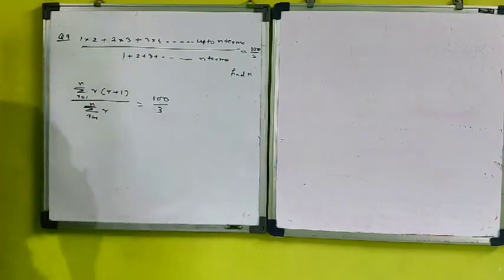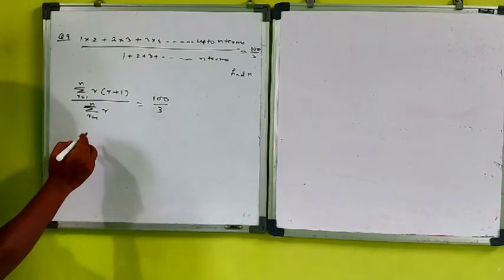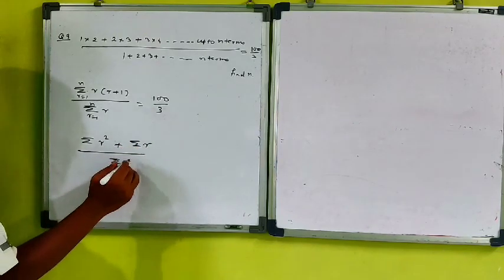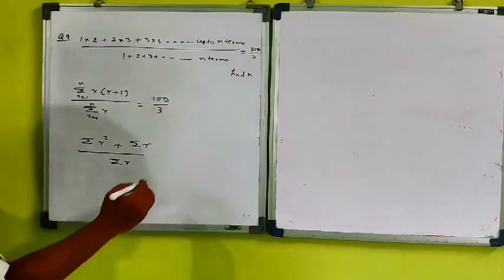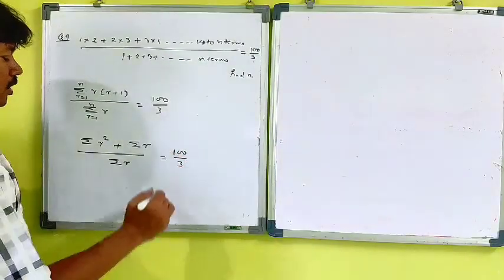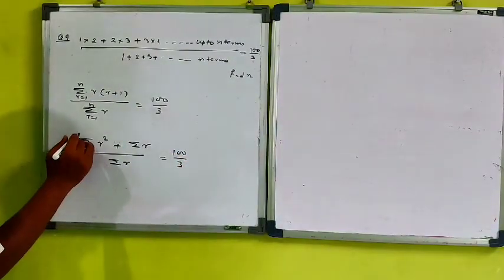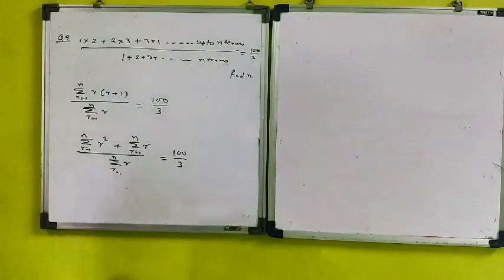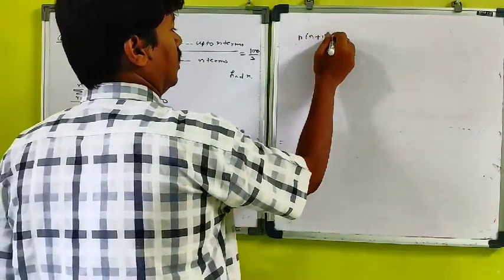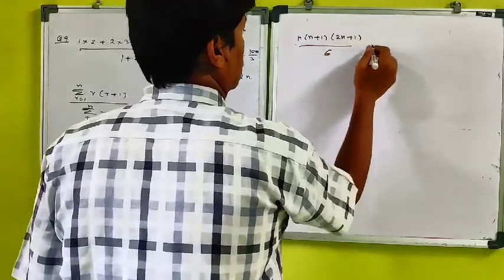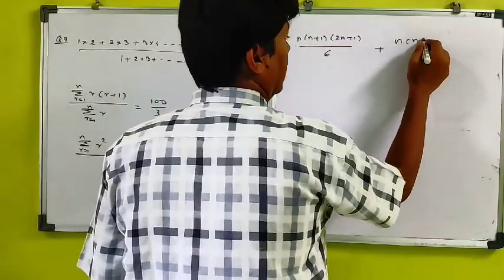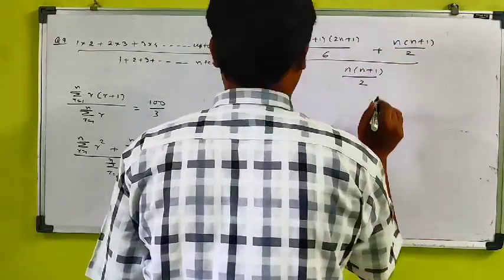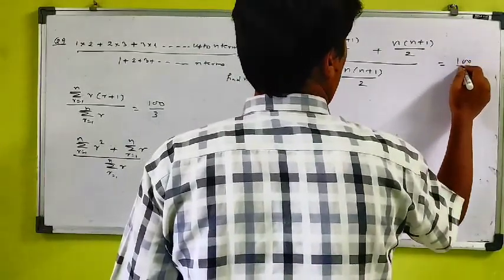So what separation will we give? Sigma r square plus r, sigma r square plus sigma r upon sigma r, like this, is equal to 100 upon 3. Here r is from 1 to n in each. Now sigma r square formula is n plus 1, 2n plus 1 upon 6. Sigma r formula is n plus 1 upon 2. The denominator is n plus 1 upon 2, and that is equal to 100 upon 3.